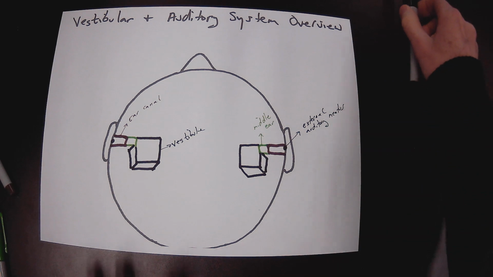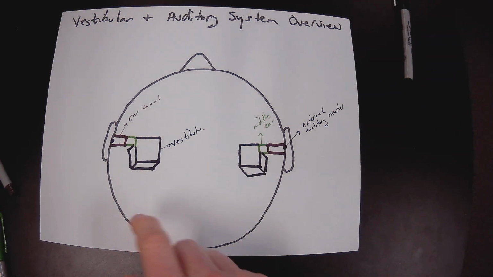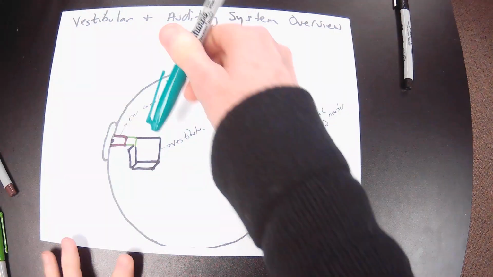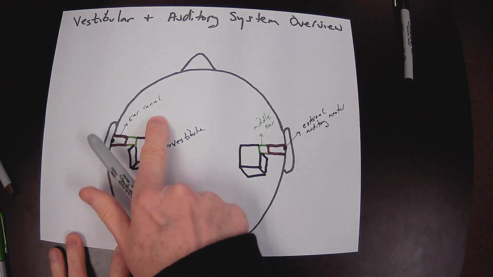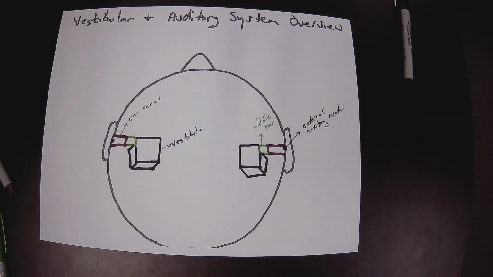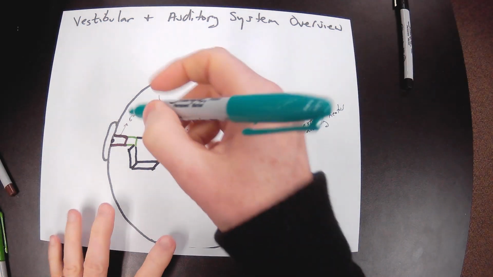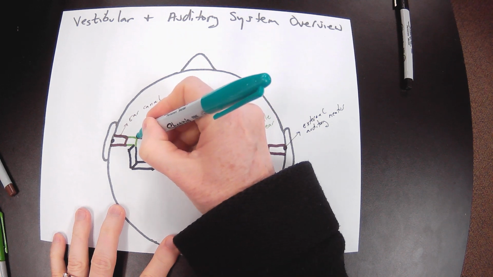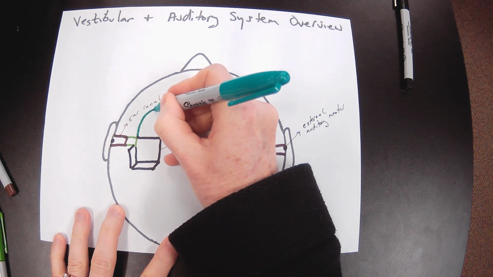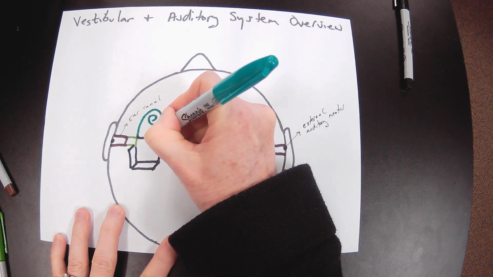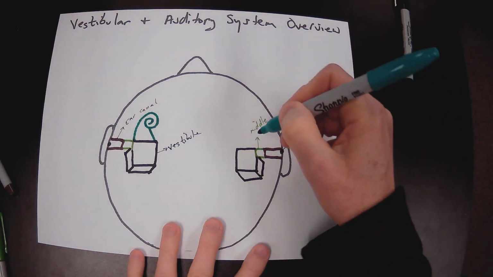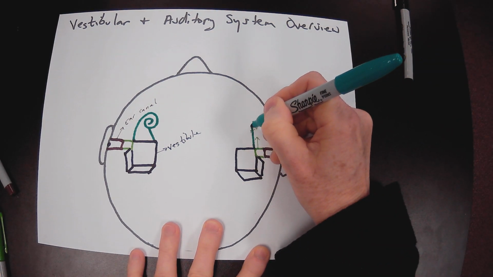Okay, so off of the front part of the box, so the part that's kind of closest to your eyes, coming off here, there's something that's the sensory organ for hearing. That's going to be your cochlea. So when I draw the cochlea, it comes off the front of the vestibule, and it's kind of a little snail shell kind of thing on the top. That's your cochlea, and this is the sensory organ for hearing.